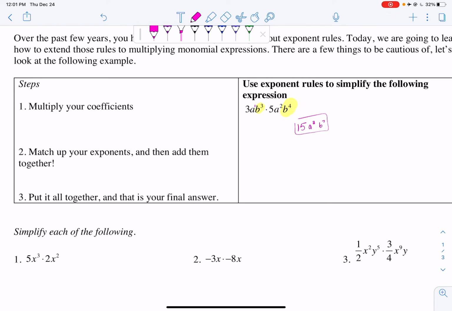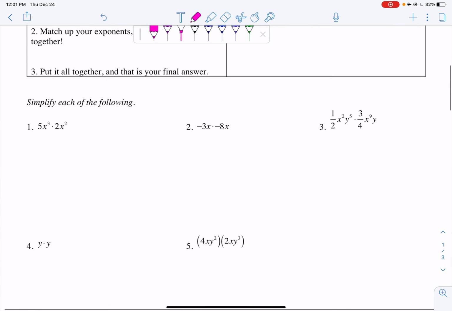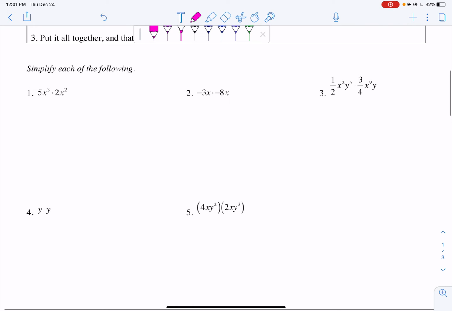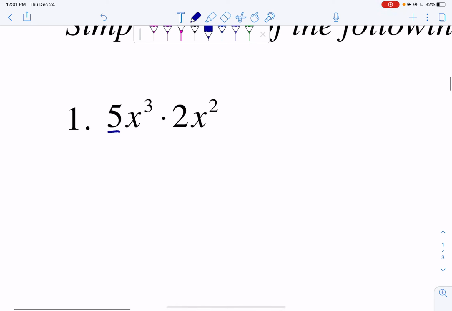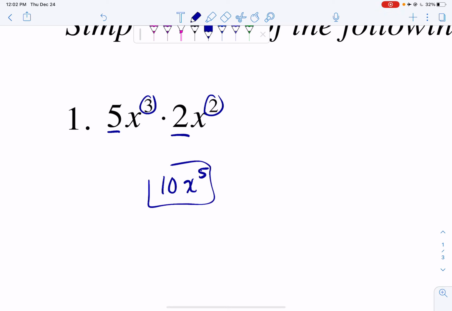So again, the procedure is multiply your coefficients, add your exponents. So for each of these examples, we want to simplify them. What we're going to do is the first few together, and you should pause the video to do some by yourself. So in this example, I have 5x to the third times 2x squared. Well, I just multiply my coefficients. My coefficients are a 5 and a 2. We know 5 times 2 is 10. And I just look at my x's. What's 3 plus 2? It's 5. So my final answer is 10x to the 5th.